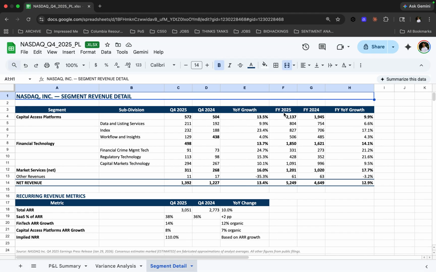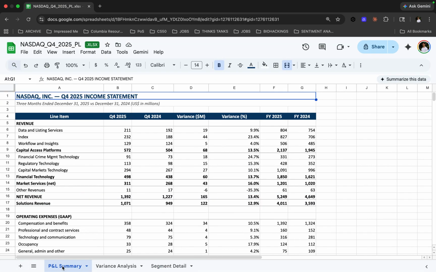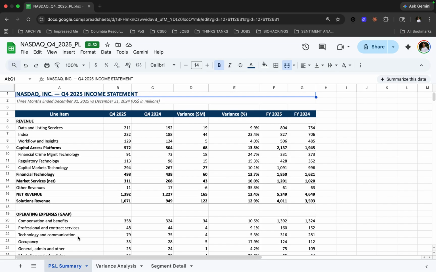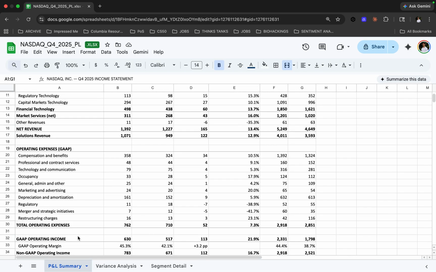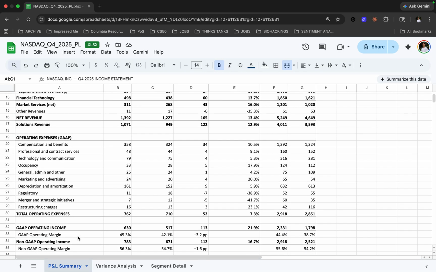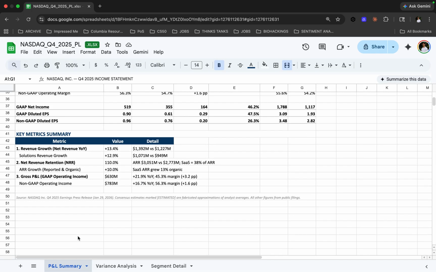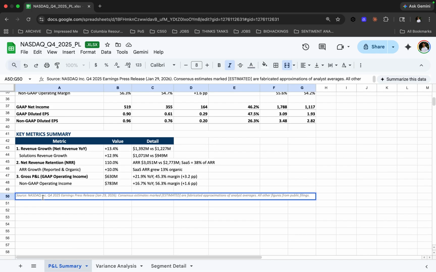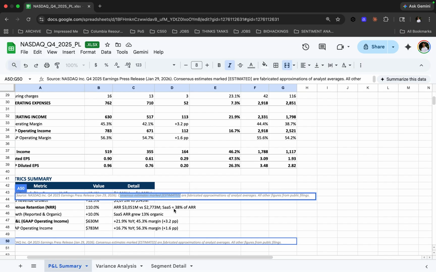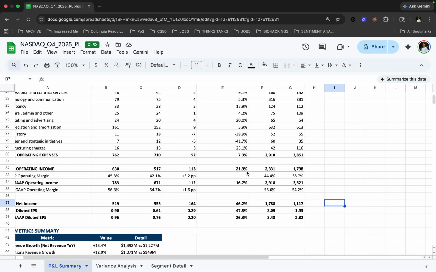So essentially, I made a simple P&L, just looking at some of the metrics I was interested in. I pulled data from the NASDAQ website, which was really interesting. Most of this isn't fabricated. Some of them are consensus, and we can see when we go all the way down to the bottom in this gray text, consensus estimate, marked estimate. I actually realized I'm jumping ahead of myself.